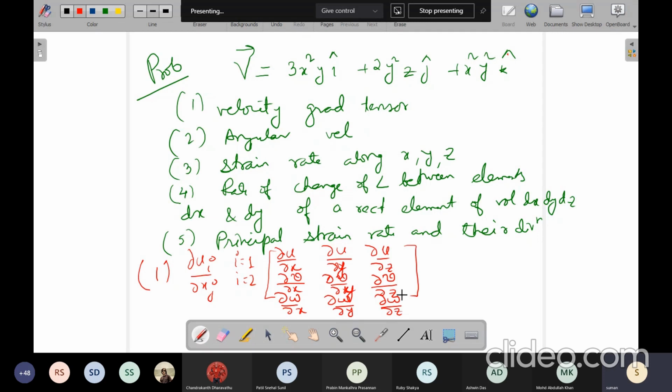This is very straightforward, and I am not getting into that because you have u, v, and w. It's a matter of simple partial differentiation. The angular velocity, that is the question number 2. That is also quite straightforward.